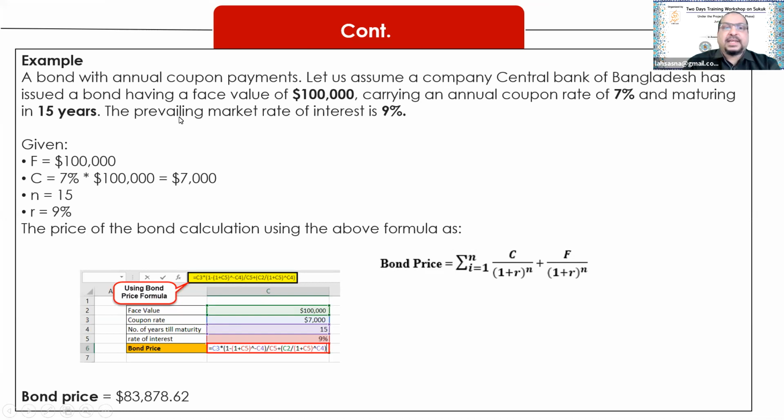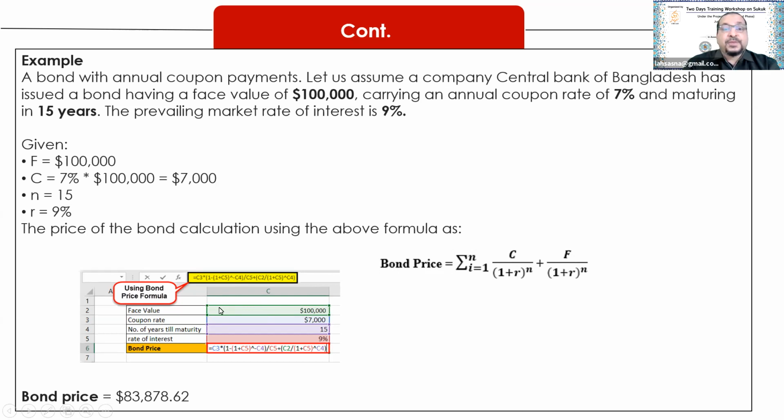And you have the tenures. Then you have the prevailing market interest rate. Then you will use this formula where F is the face value, C is the coupon, which is 7% times 1,000, the face value, then you get 7,000. Then you have the 15 tenures, then you have the 9, which is the interest rate in the market. Then use the formula, and normally they use a formula in Excel.